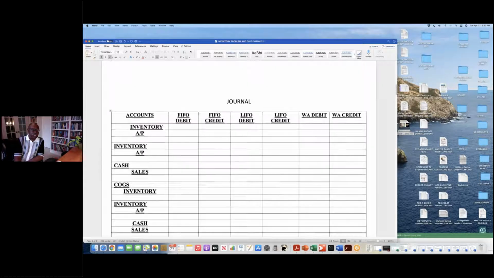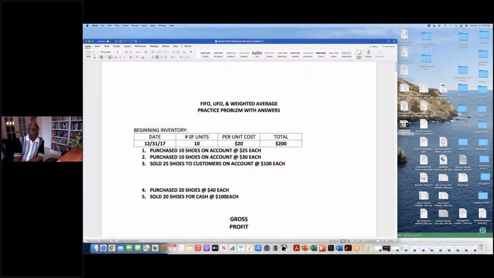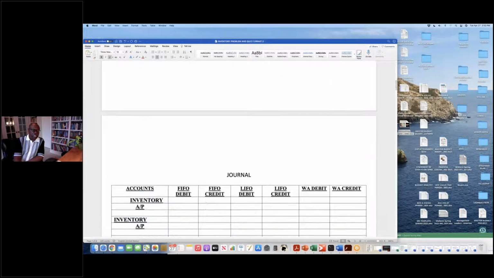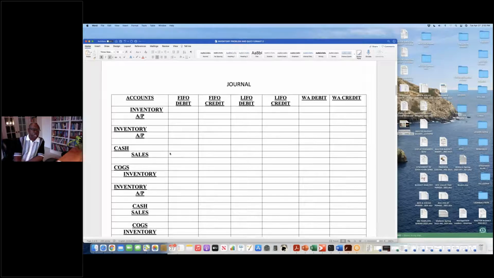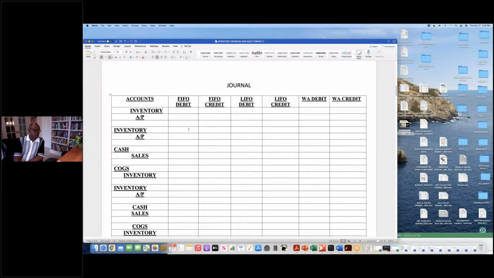Then we're told that we make two purchases. One, we purchased 10 pairs of shoes at 25. Then we purchased 10 pairs of shoes at 30. So we're going to go ahead and record 2 and 3 on those purchases. And the journal entries are standard. Whenever you're buying something, you're simply going to debit inventory and credit accounts payable. We don't pay the delivery person, so that's why we debit inventory and credit accounts payable.